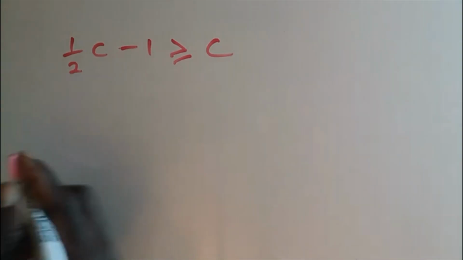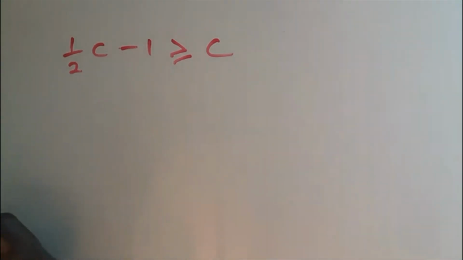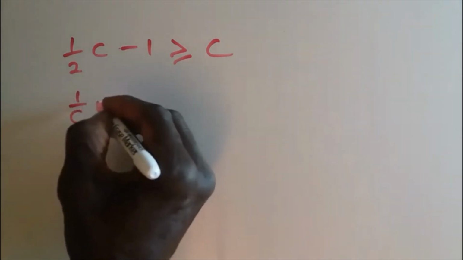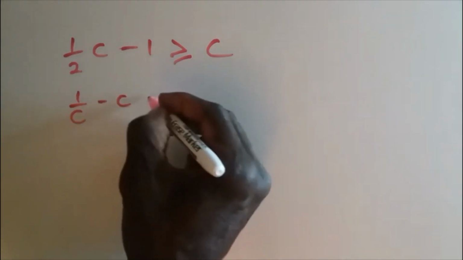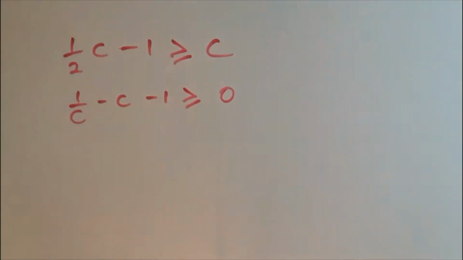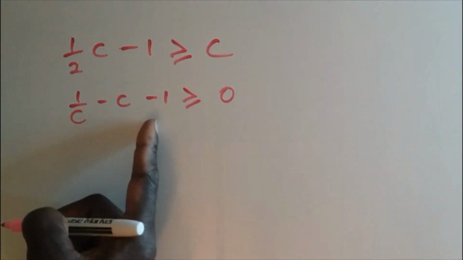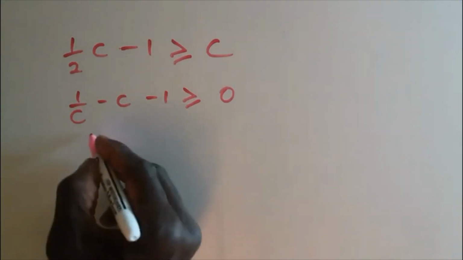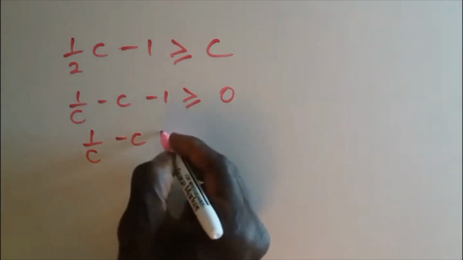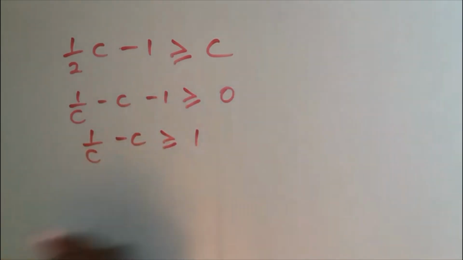And here's another one. We have a half c minus 1 is greater than or equal to c. Let's deal with the c first. We'll add negative c to both sides, so we'll have a half c minus 1 is greater than or equal to 0. We can add 1 to both sides to get rid of this negative 1. So we have a half c minus c is greater than or equal to 1.